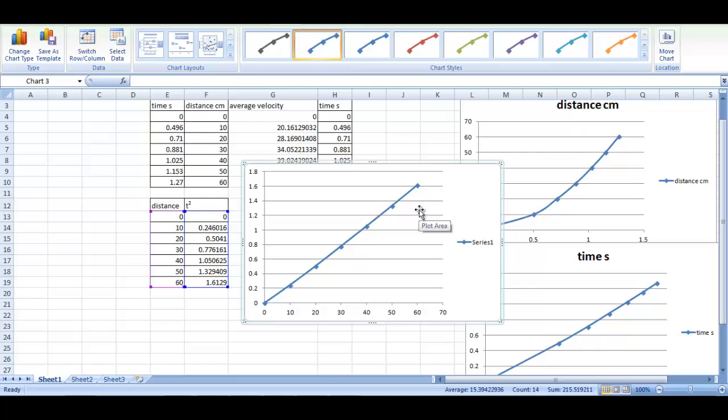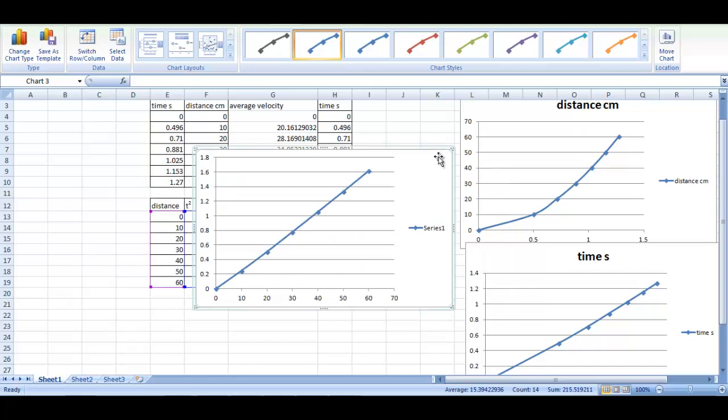So S is definitely proportional to t square, and from this graph again we can certify that the motion of the ball on an inclined track is not uniform. So that is what the students are expected to do. And the last graph is actually optional.